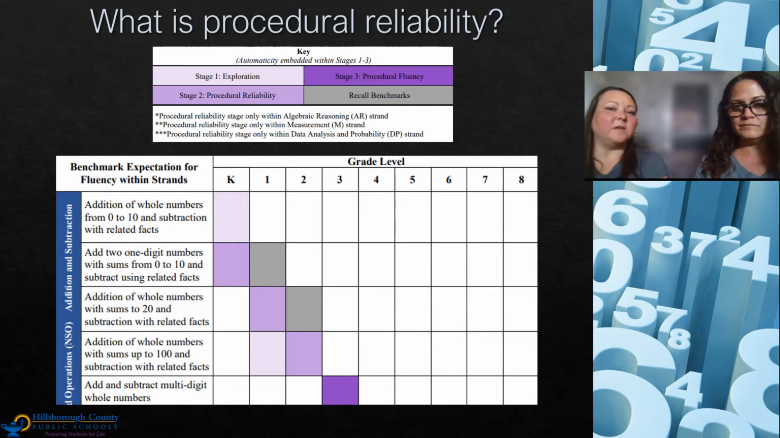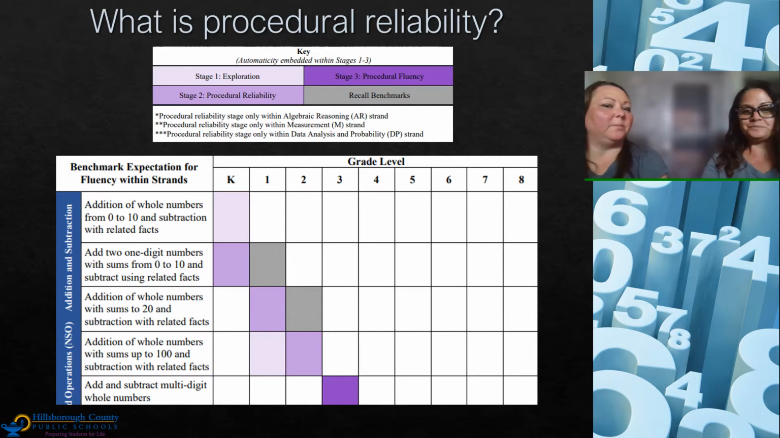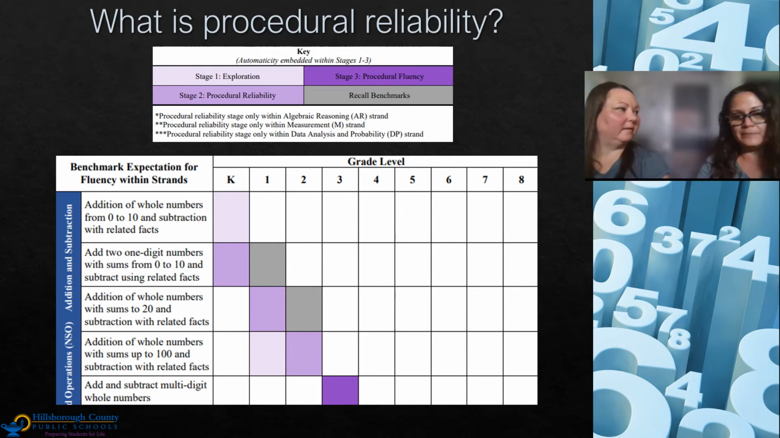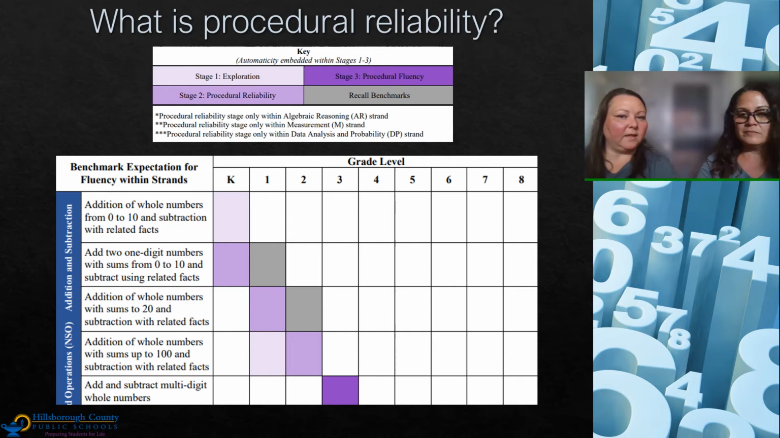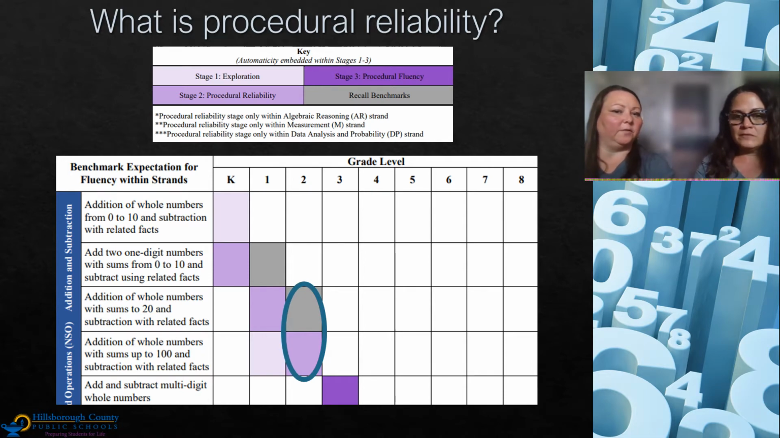So this is what we talked about earlier with procedural reliability. You're seeing a lot of repeating of the skills and strategies that they did the prior year, but now I'm going to do it with a little more efficiency. Okay, makes sense. It's a nice visual to see the building blocks of what I'm teaching and where they're going. Yep, and you can see in second grade, we're getting to that recall of addition and subtraction within 20. And then you're also getting into that procedural reliability once again with adding and subtracting within 100.